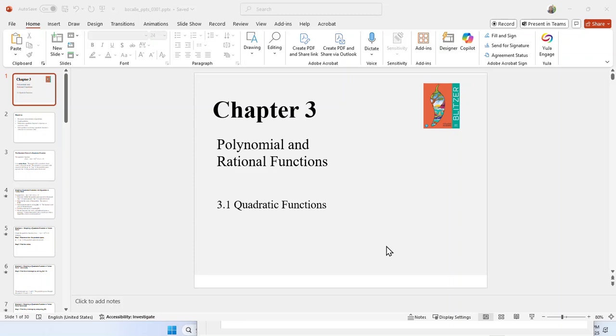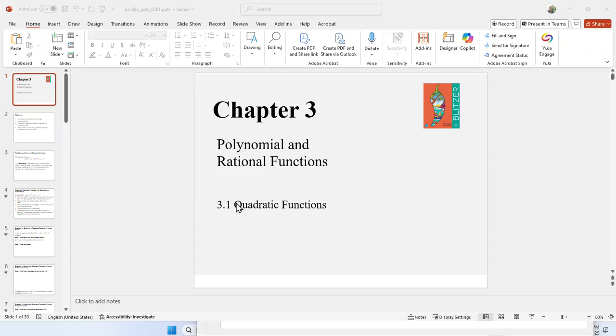All right, so chapter 3 here is the polynomial and rational functions. The linear function is actually part of the polynomial. The quadratic equation is also part of the polynomial, okay? And of course, a rational function is not a polynomial. A rational function is going to have a denominator with the x.